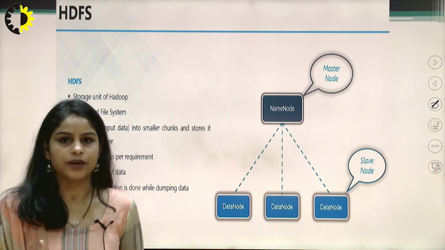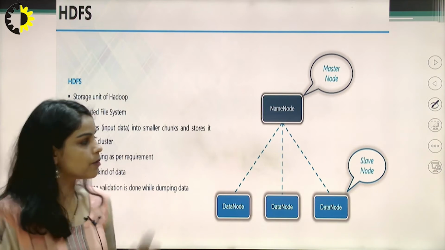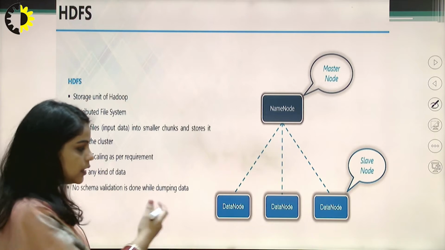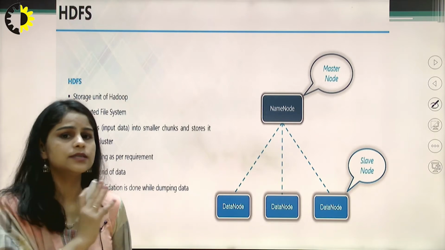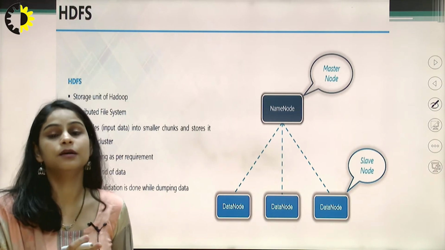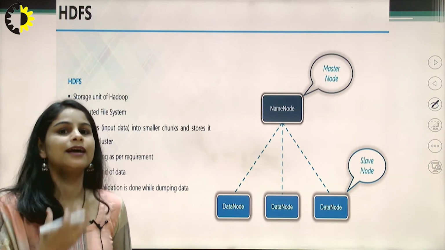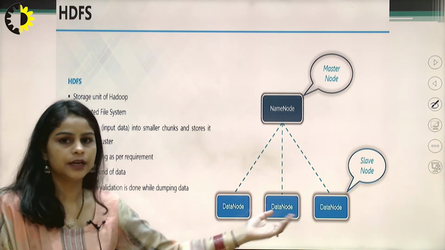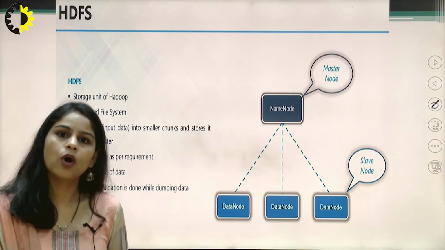Now, HDFS follows the master-slave architecture, right? The master here is the name node and the slaves are the data nodes. We already completed the discussion on what these name nodes and data nodes are doing. The name node basically contains the metadata of the data nodes. The actual data that we are writing or reading is dumped on the data nodes. These data nodes are nothing but commodity hardware.